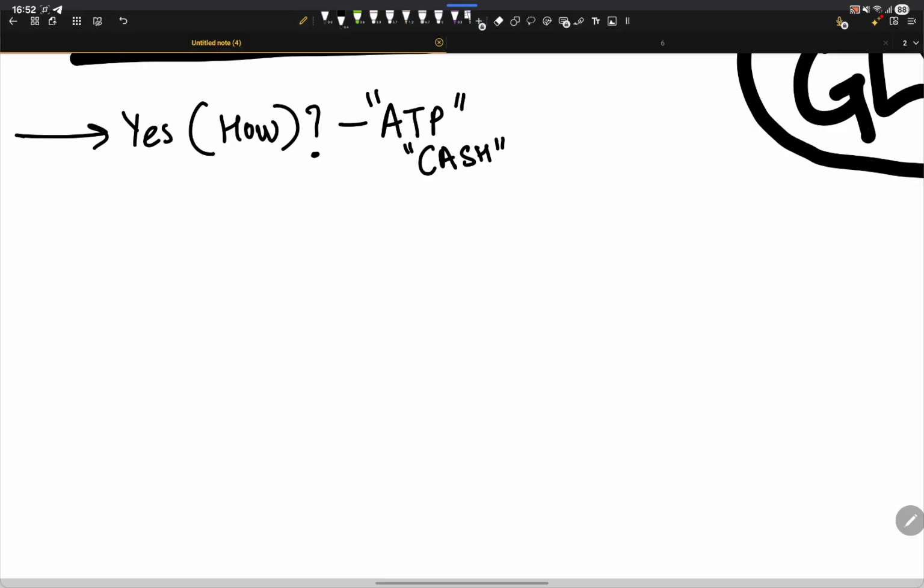Now, why don't we just store glucose? I mean, we have glucose. You eat glucose all the time. You eat chips, you eat potatoes, you eat rice every day. Why not just store the glucose in this big form?